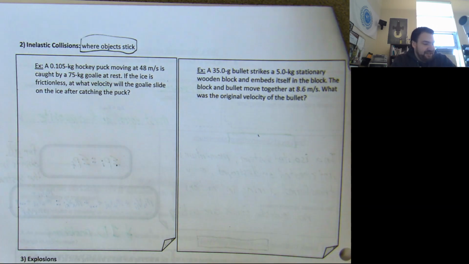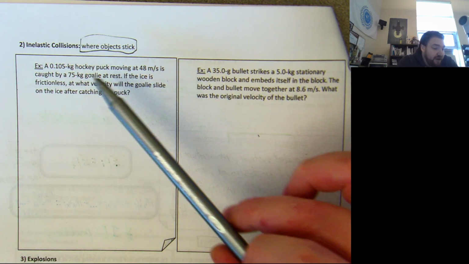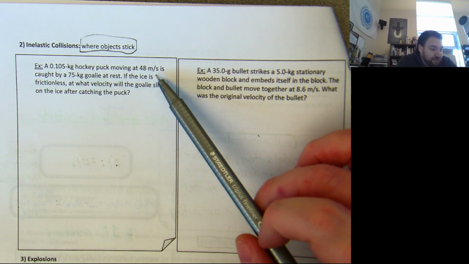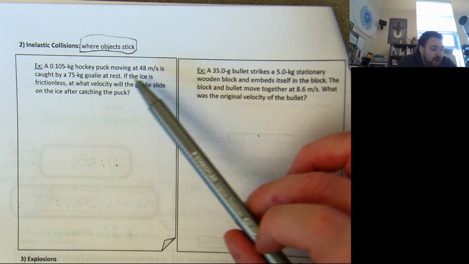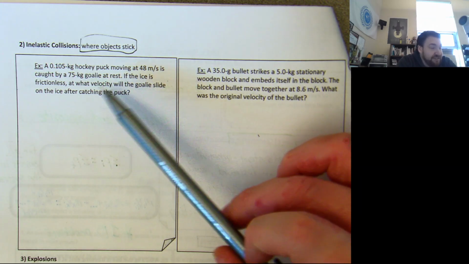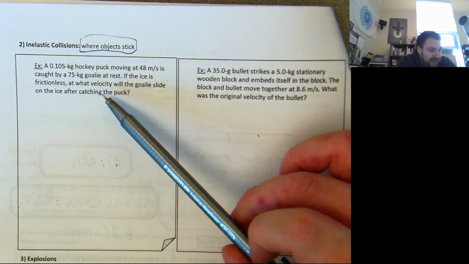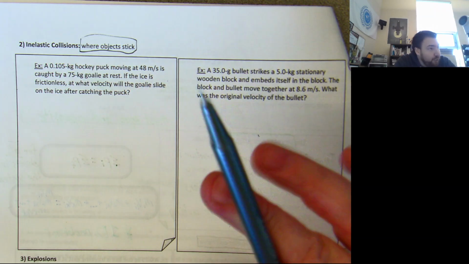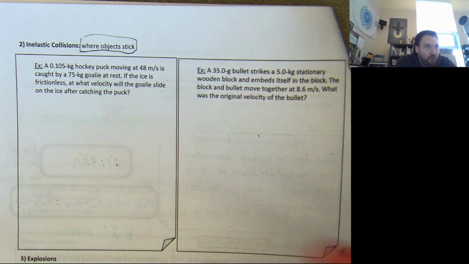Examples of sticking objects look like this. You've got a 0.105 kilogram hockey puck moving at 48 meters per second, and it is caught by a 75 kilogram goalie at rest. If the ice is frictionless, at what velocity will the goalie slide on the ice after catching the puck? So for those of you who watch hockey, this is not normal hockey.